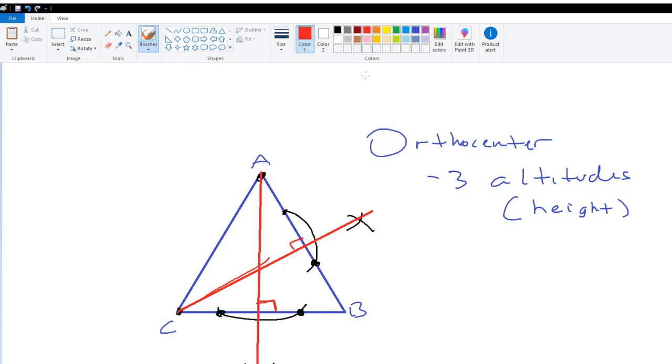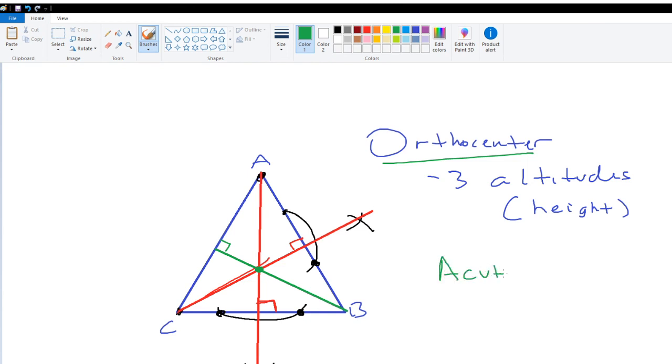So if you notice we have a point of concurrency. That's where all 3 lines meet, which means the last altitude will go through this point, and this will be 90 degrees as well. We call this the orthocenter. The orthocenter, and to find the orthocenter we need the 3 altitudes.